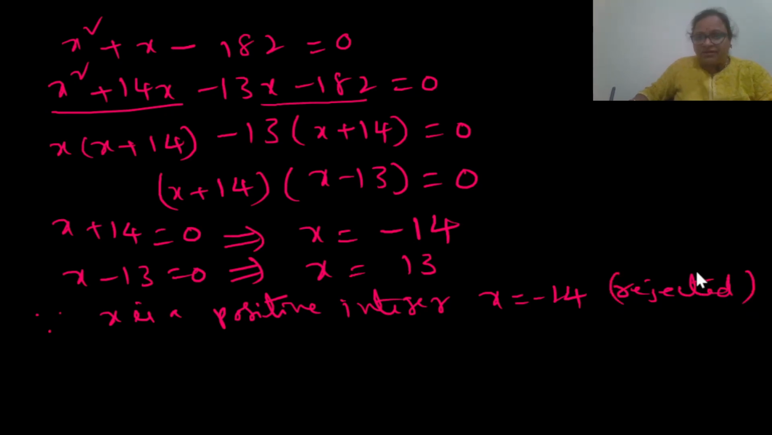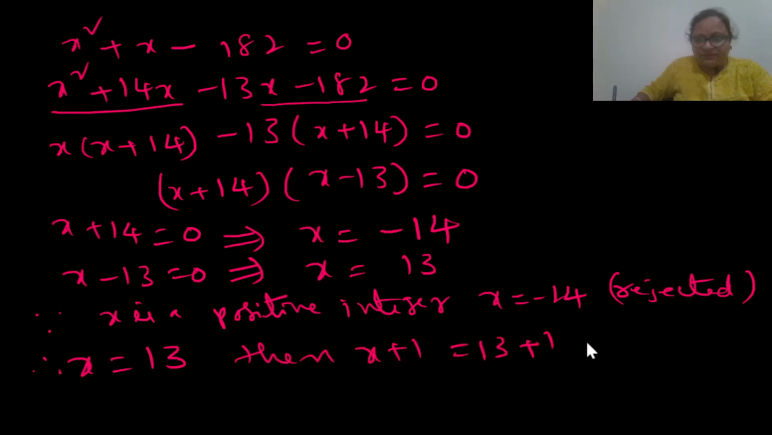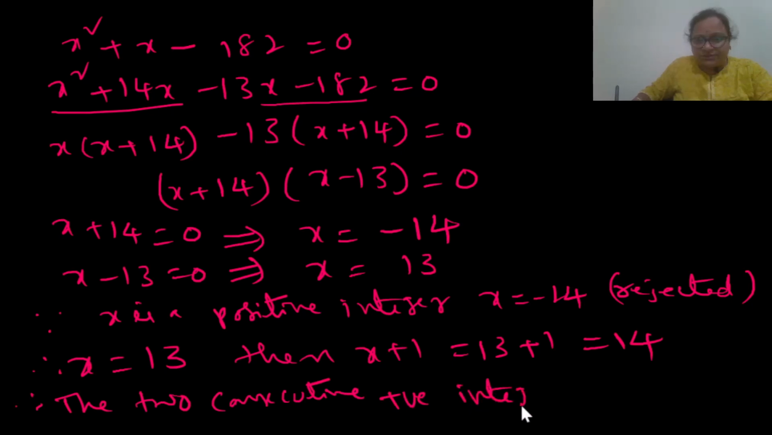So x cannot take the value minus 14. It is rejected. Therefore, x is equal to 13. Then x plus 1 is equal to 13 plus 1, that is 14. Therefore, the two consecutive positive integers are 13 and 14.